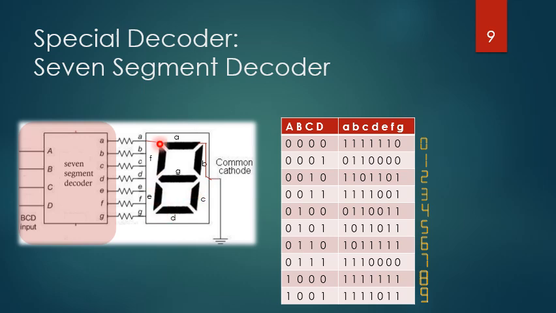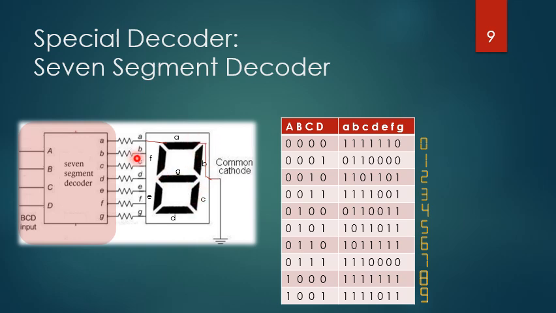If it receives 0001, then the output here should only turn on B and C. In other words, A should be at logic low, logic 0. Only B and C should be at logic high to turn on segments B and C.